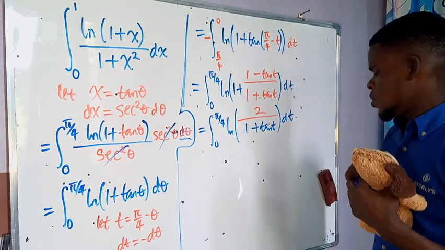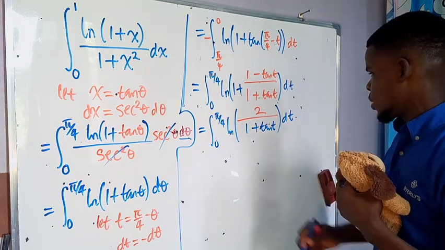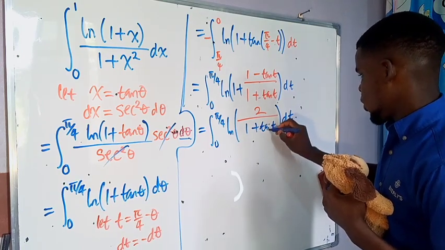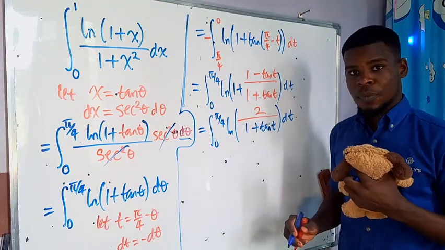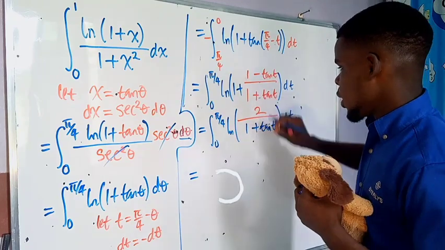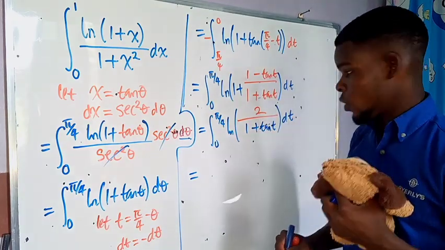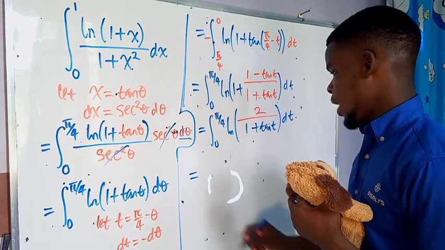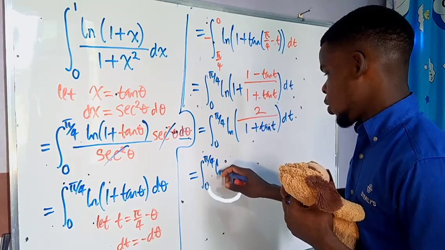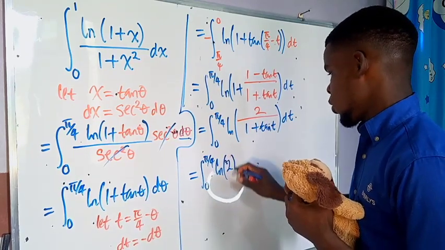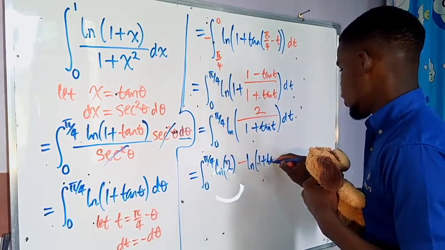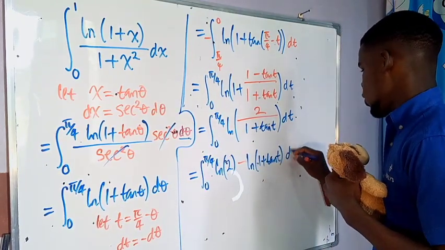Okay, so this looks harder. Should we make a Weierstrass substitution? No. But here, in fact, we can apply the logarithmic properties. This is the natural logarithm, and the natural logarithm tells us that when we have the input as a fraction, we can split it into the difference of the logarithms of those two parts. So that's going to be the integral from 0 to pi over 4 of the natural logarithm of the numerator, which is 2 in this case, minus the natural logarithm of the denominator, which is 1 plus tangent of t, right? And then we can put the dt over here.